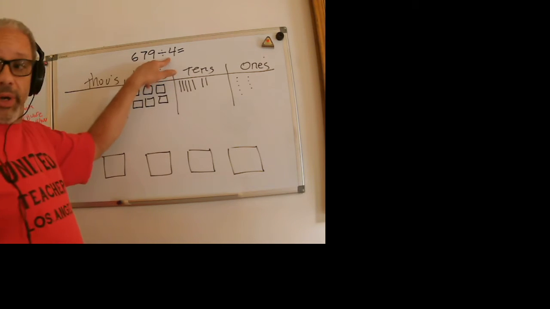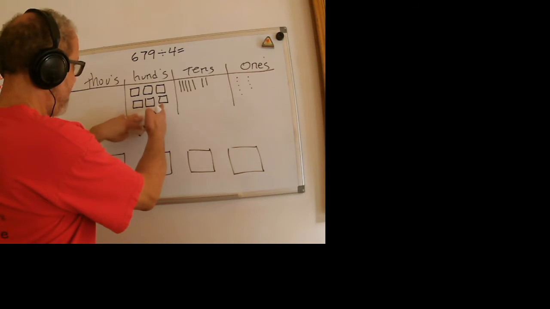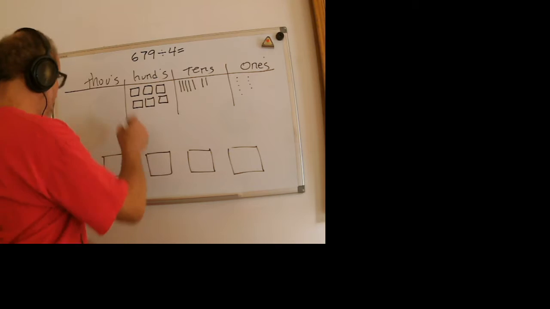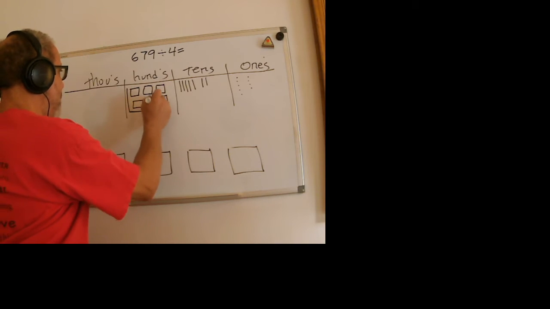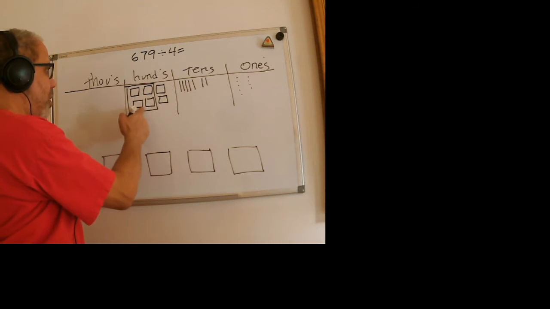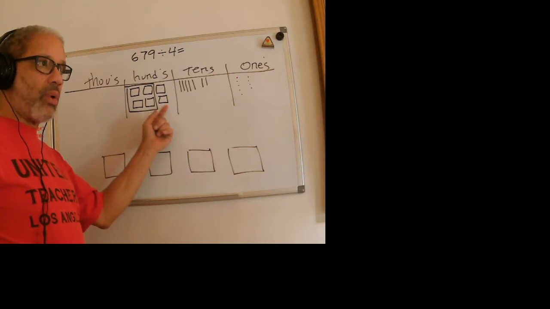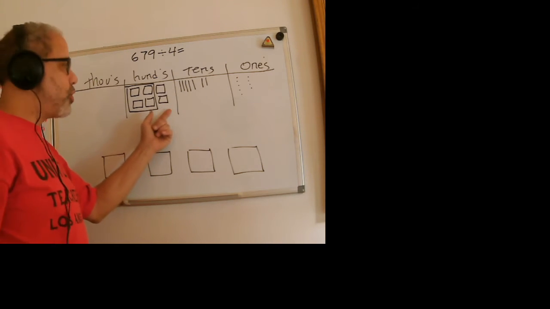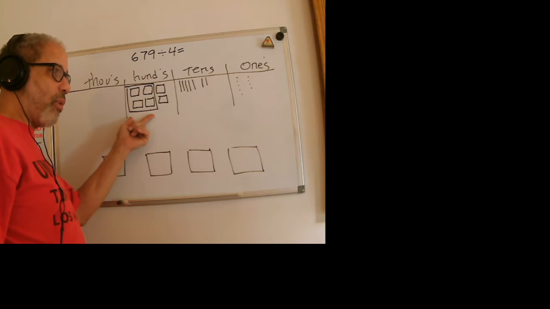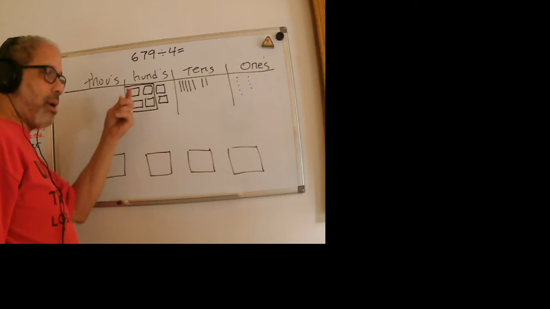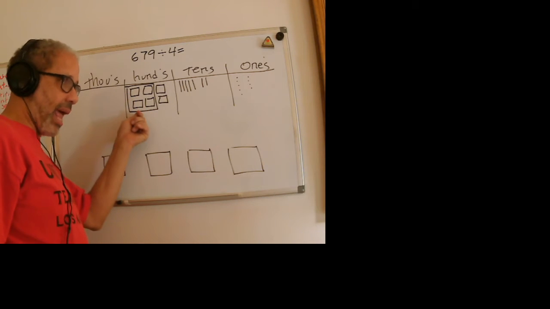Partition sets of 4. So we've got 600s. We can indeed partition a set of 4 out of 6. So here is my one set of 4. We cannot partition a set of 4 out of 200s. We don't have enough hundreds. So now that we have one set of 4, you count the sets, however many sets you have. This is one set, not 4 sets, it's one set.